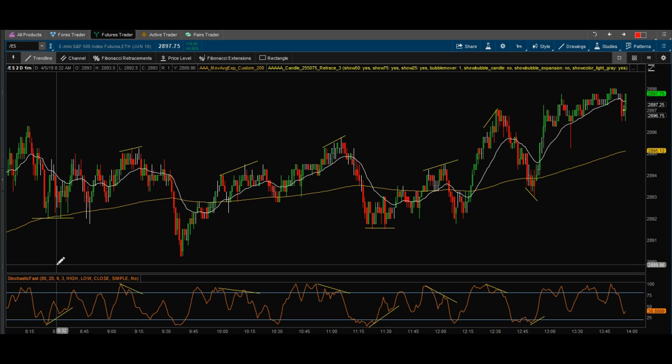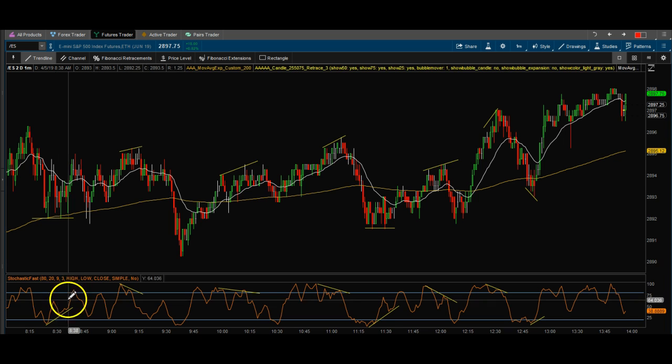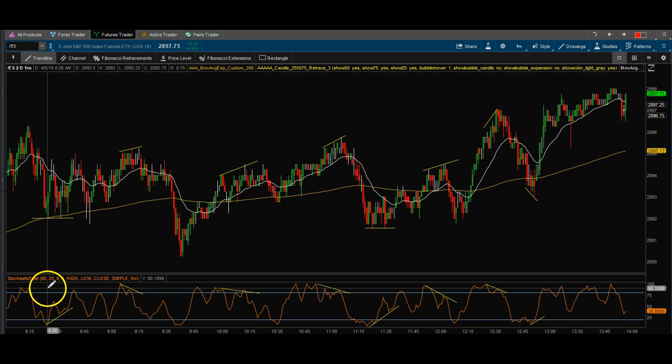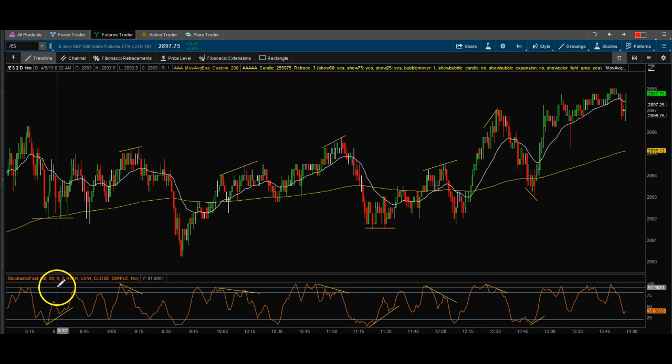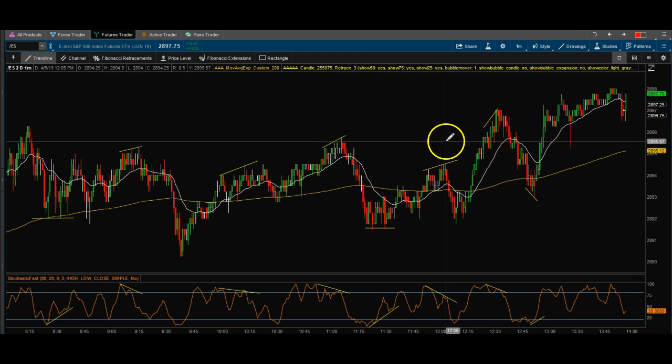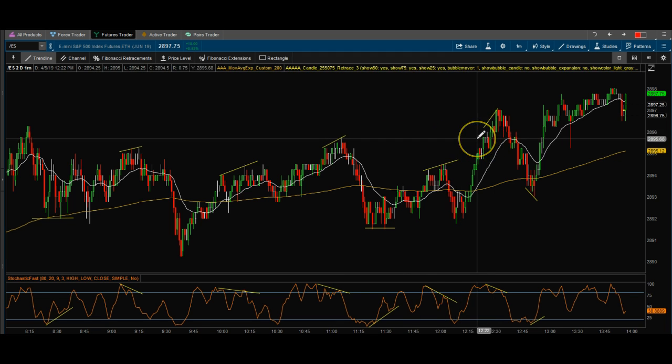One of the things is, I'm sorry, we're also using the fast stochastics with a setting of 80 for overbought, 20 for oversold, and then 9-3. Those are the settings using Thinkorswim or whatever other broker you're using. And then we're just using basic regular candlestick charts.